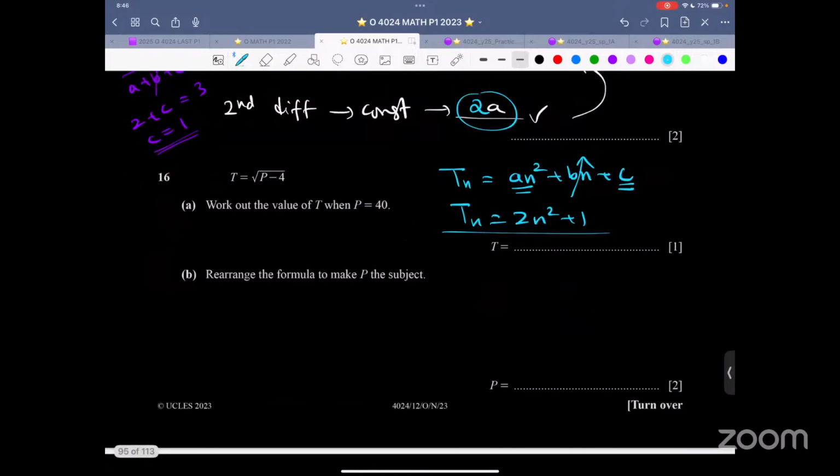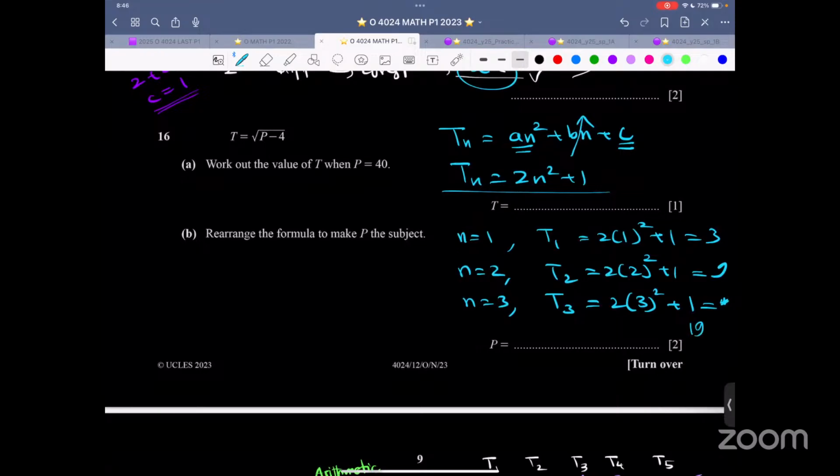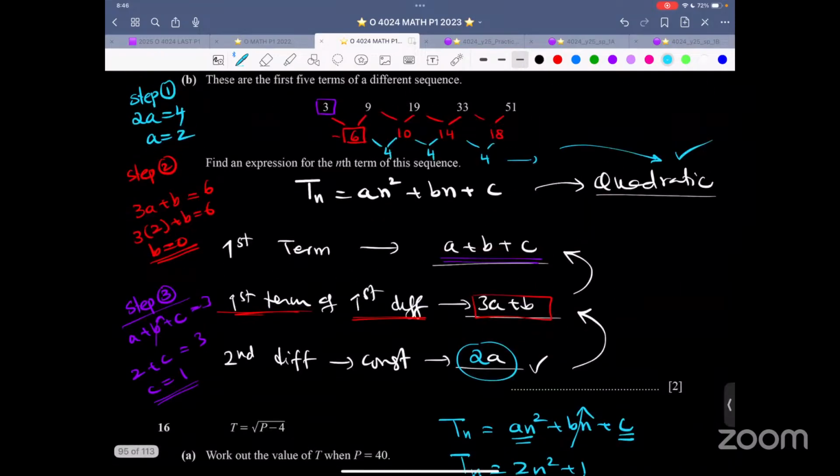Double check. When n is 1, T1 is 2 into 1 squared plus 1, which is 3. When n is 2, T2 is 2 into 2 squared plus 1. 4 2s are 8, 8 plus 1 is 9. When n is 3, this is just to make sure, 2 into 3 squared plus 1, 9 into 2 is 18, 18 plus 1 is 19. So therefore, this is 19. This is all good, all clear.